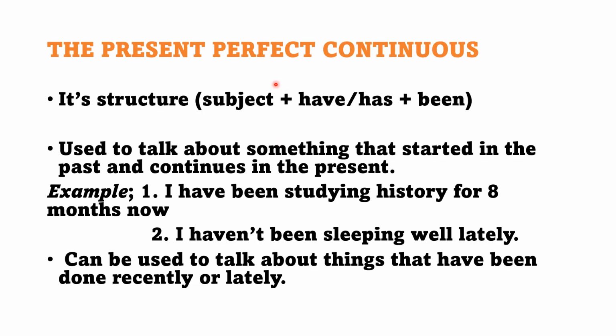And then we come to the present perfect continuous, which is structured with a subject plus have/has plus been. It is used to talk about something that started in the past and continues to the present. The example is, I've been studying history for 8 months now. Example 2, I haven't been sleeping well lately. It can be used to talk about things that have been done recently or lately.